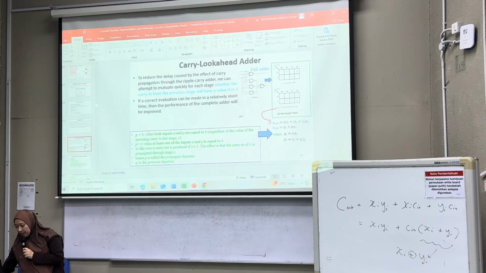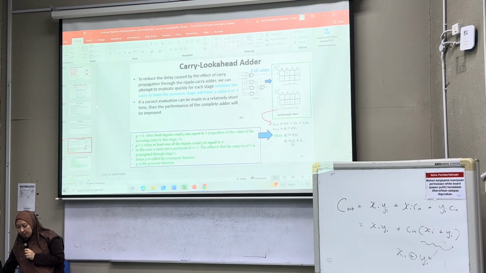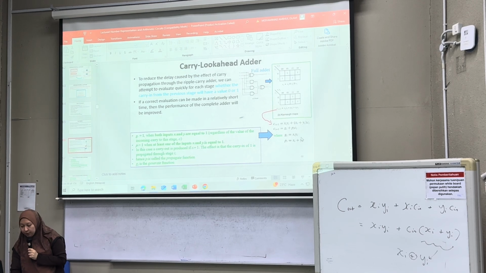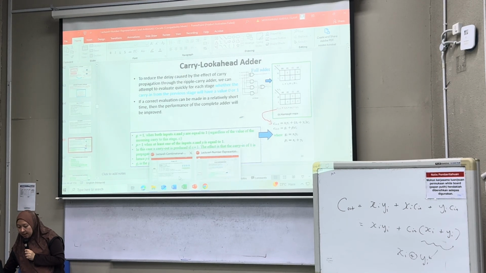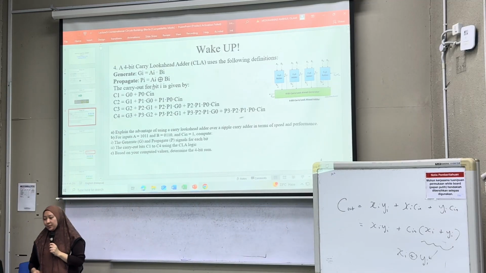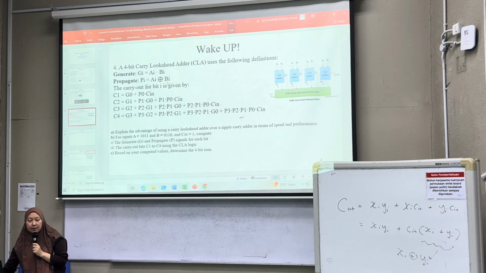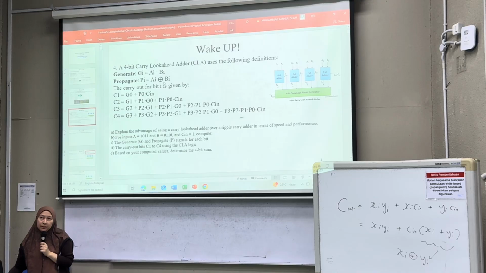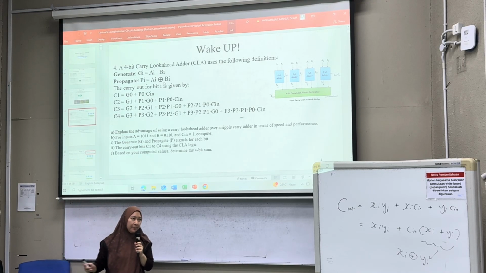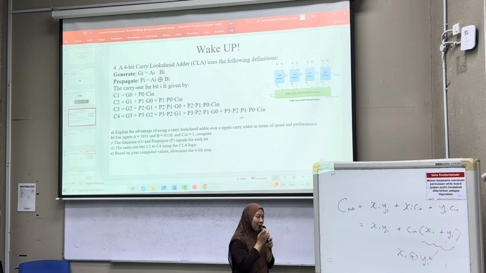So here, on the lecture notes of last week, I'm using P, propagate, as X XOR Y. But for today, I'm using the P in which P equals A XOR B. Okay, P equals A XOR B. Propagate. The word propagate also, if you would remember, what is the truth table for OR?